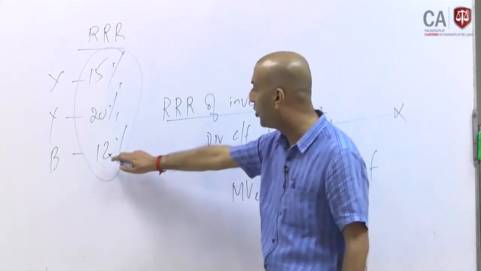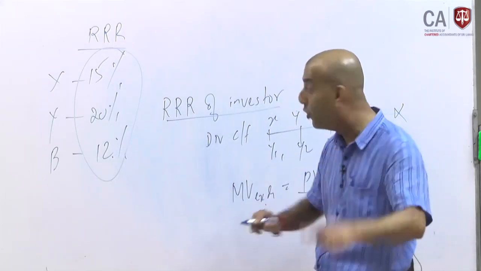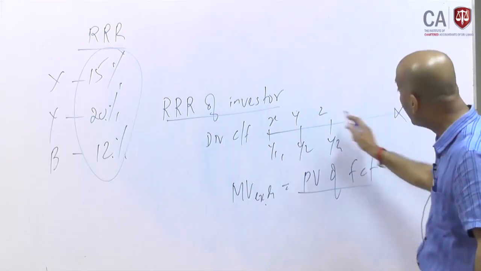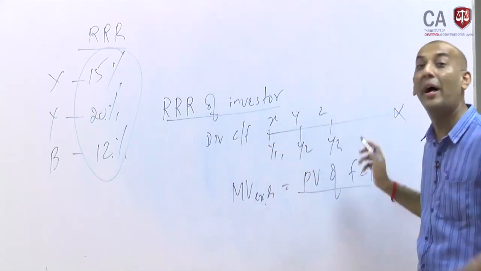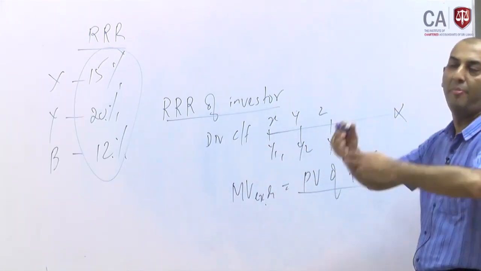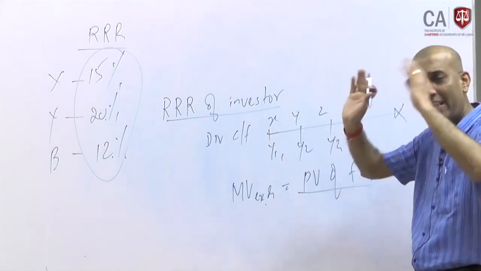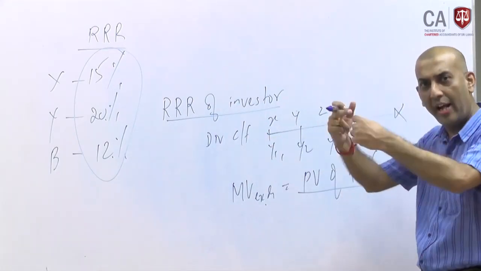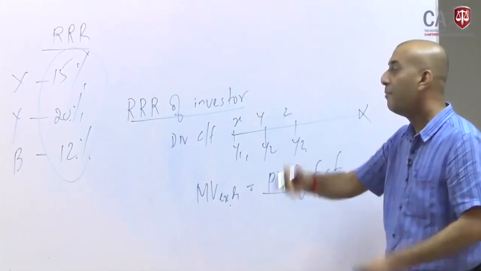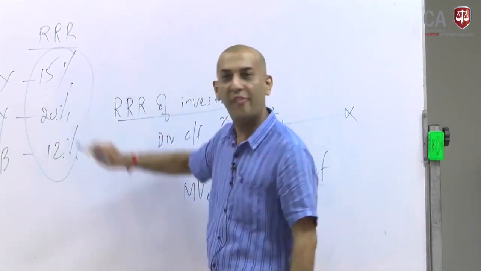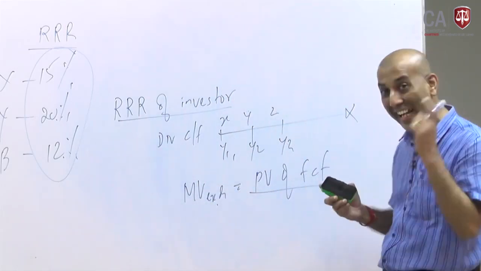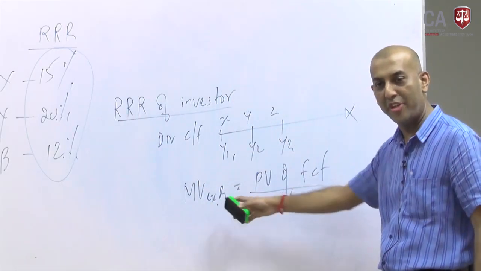If your required rate of return is 12, you will get a different value. When your required rate of return is 20, you get a different value of the company, even though the dividend cash flows in the company are the same. Because the company will pay the same dividend amount to every shareholder, but each shareholder will value the dividend shares at a different value. Why? Because his required rate of return is different. So please note, the required rate of return of the investor is a key thing in deciding the market value of the share.